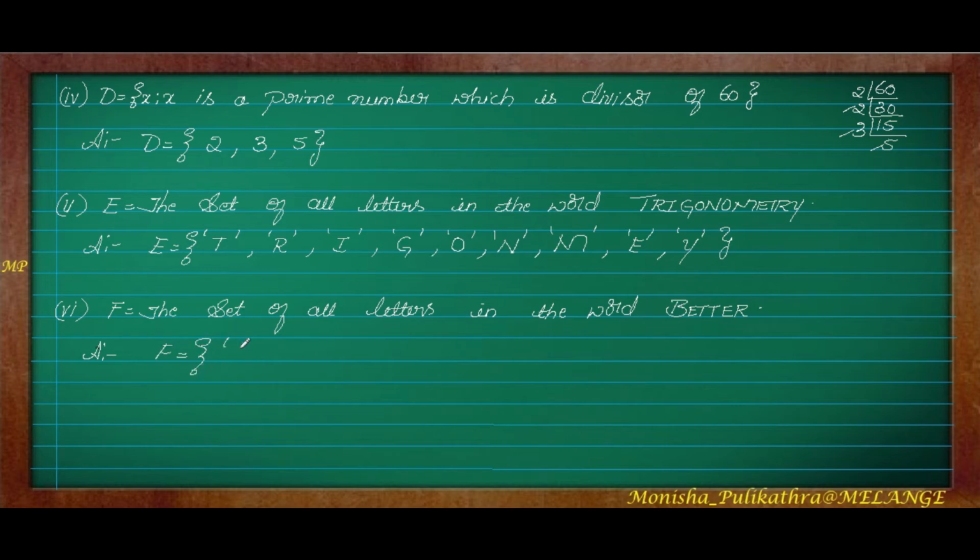Okay, so first letter is B, next is E, next is T. One more T is there, so there is no need of writing it. One more E, already we have written E, and the last letter is R. So these are the letters in the word better.